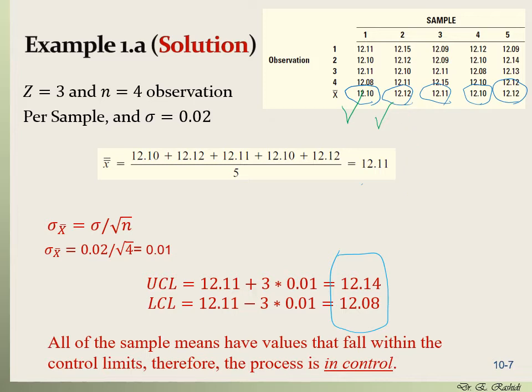We're going to go to the next sample. So that's 12.11. 12.11 also is within 12.08 and 12.14, so it is in control. The fourth one is 12.10. That is also within the control limit, so this is also checked. And the last one is 12.12, which is between 12.08 and 12.14, so this one is also in control. So all of the sample means have values that fall within the lower limit and upper limit, the control limits. So we can conclude that the process is in control.